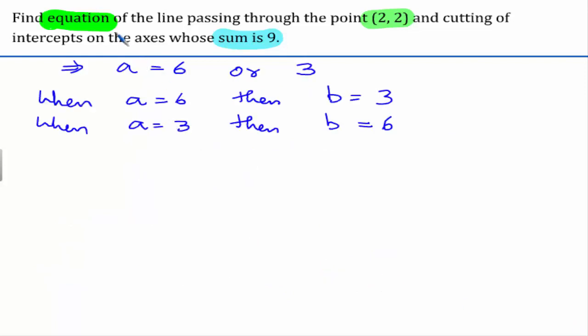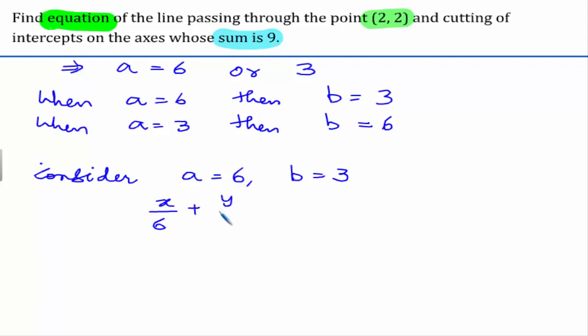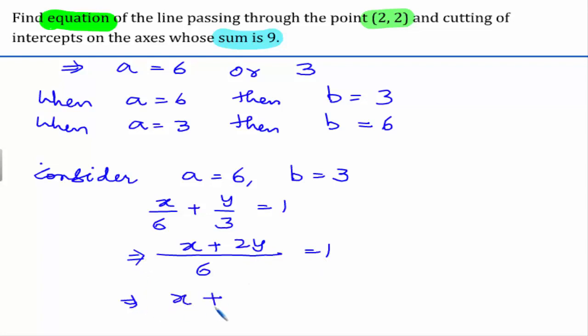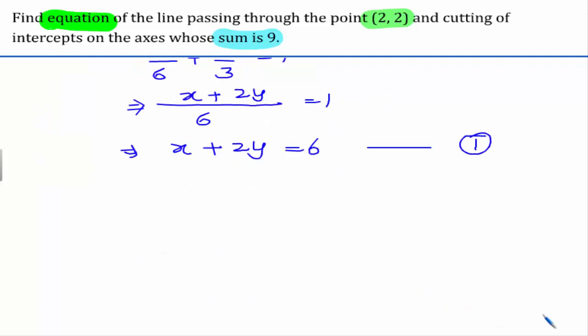But we need to find out the equation. So let us consider the first set of values for A and B: A as 6, B as 3. Now the equation when intercepts are given is x by A plus y by B is equal to 1. Now if we simplify this, x plus 2y is equal to 6. This is one of the two equations.